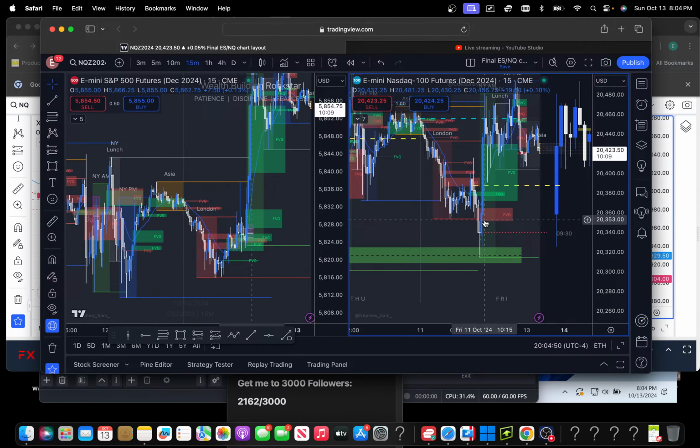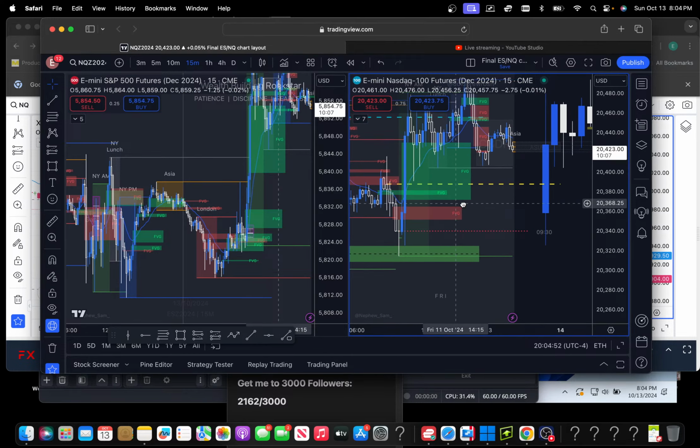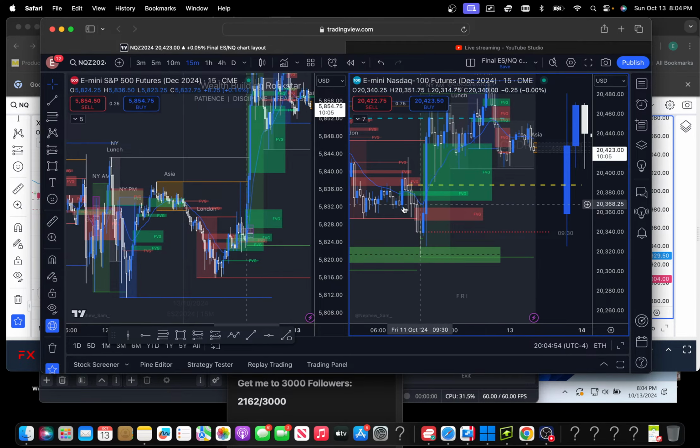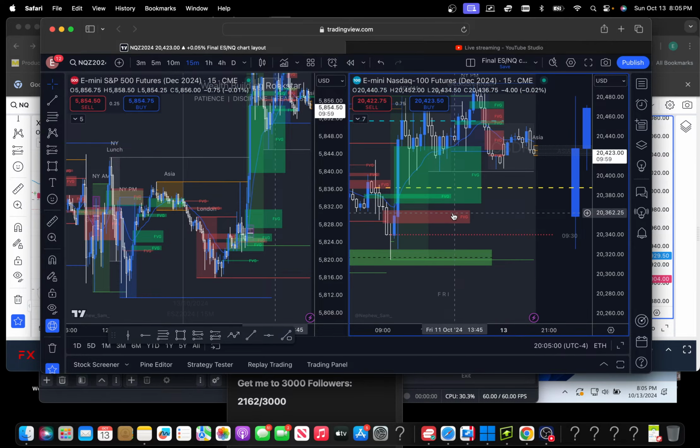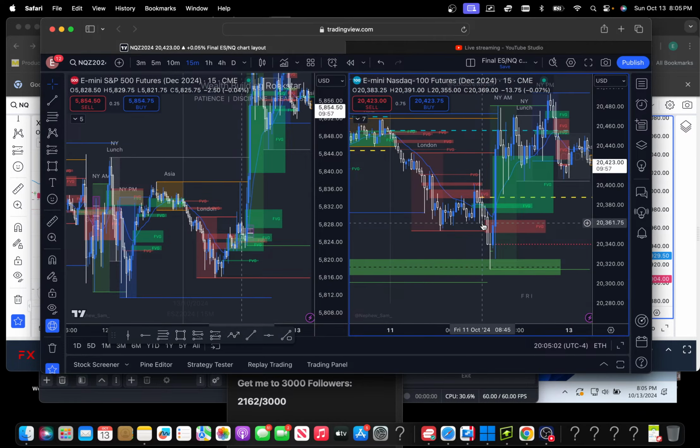But either way, your 8:30 open, basically, for your New York Judas swing, you kind of want to go below 8:30 for a buy day. You want to be above 8:30 for a sell day. Obviously, it doesn't happen all the time, but it is what it is.